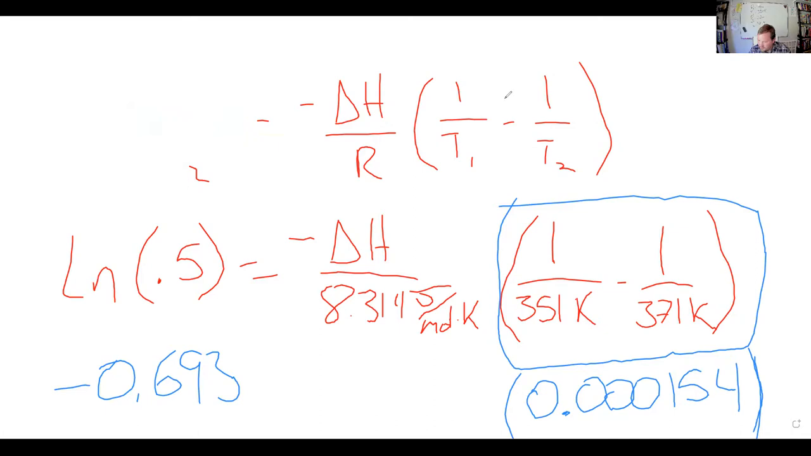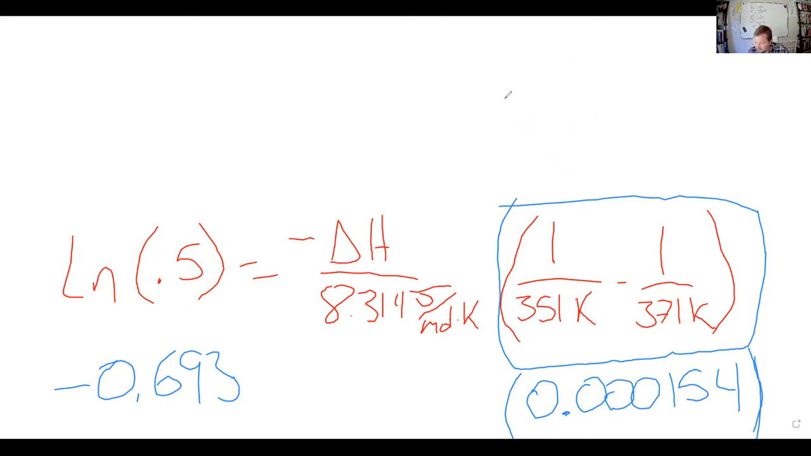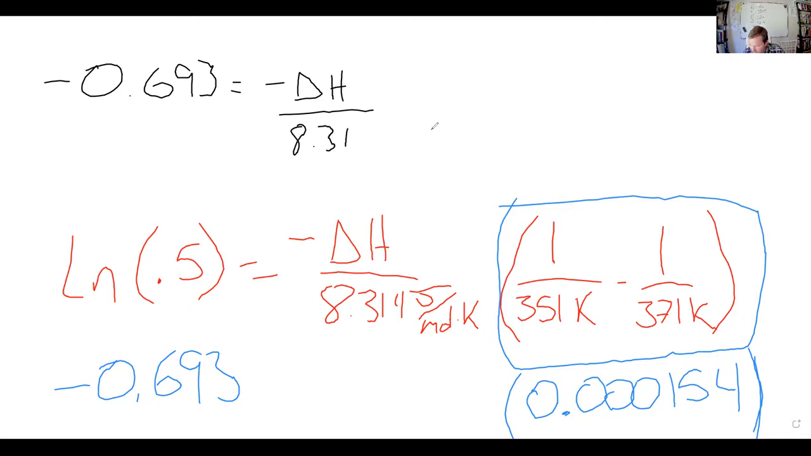All right, I'm going to clear off the expression at the top so I have room here. So we have negative 0.693 equals negative delta H over 8.314, and that's all times 1.54 times 10 to the minus 4. You see it? I didn't really do any algebra yet, right? All I did was plug numbers in and simplify. And it's already looking a lot easier to deal with, right?